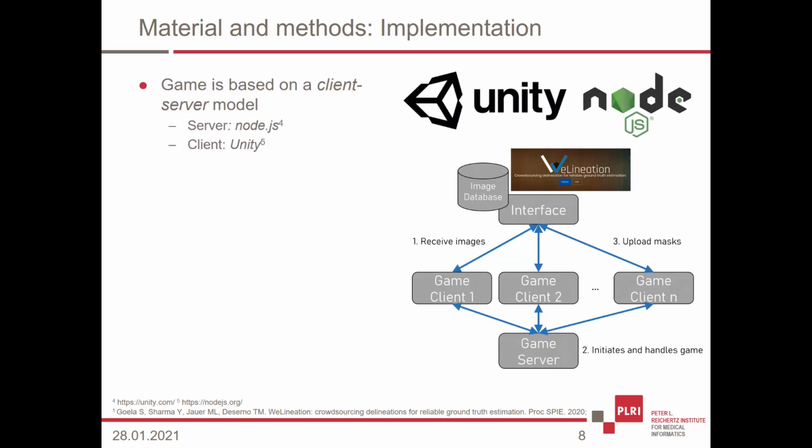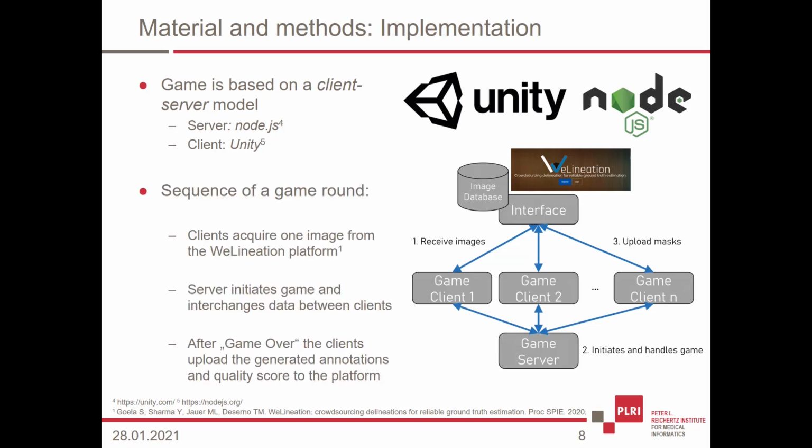The game is a typical client-server application, and the clients are being developed in Unity, which is a popular framework for game development, and the server is developed as a Node.js server. So what we did is we outsourced the image database from the game server such that it can be easily replaced by other servers or image types. And here in this work, the images are provided by the relineation platform we proposed at last year's conference.